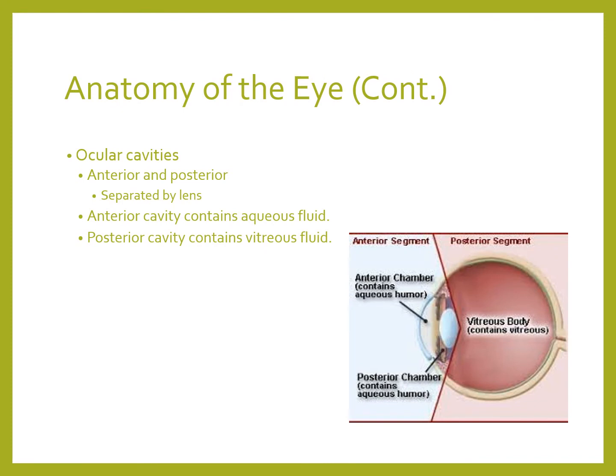The interior portion of the globe has two cavities, anterior and posterior. They're separated by the lens, and then the anterior cavity itself is also divided into an anterior and posterior chamber as well.